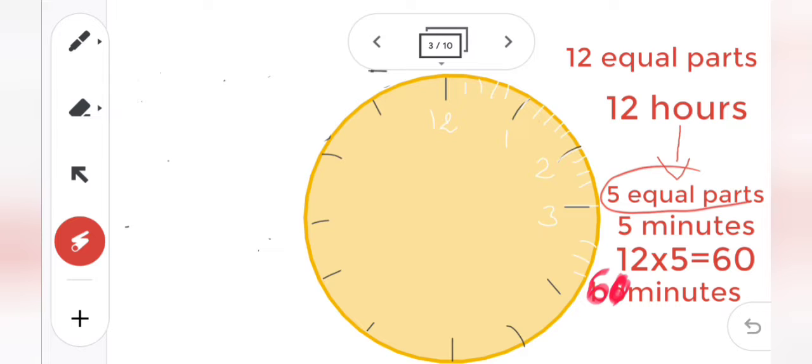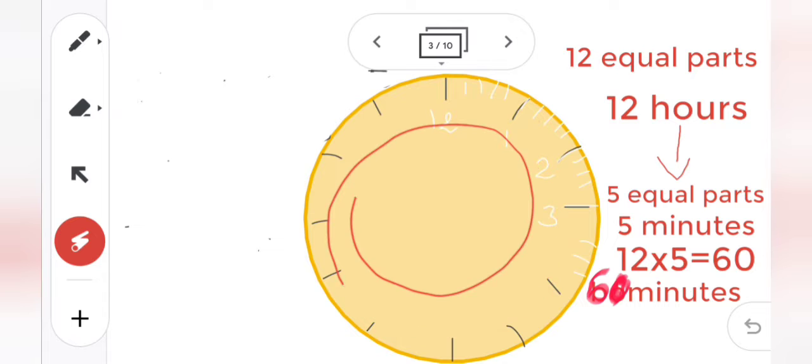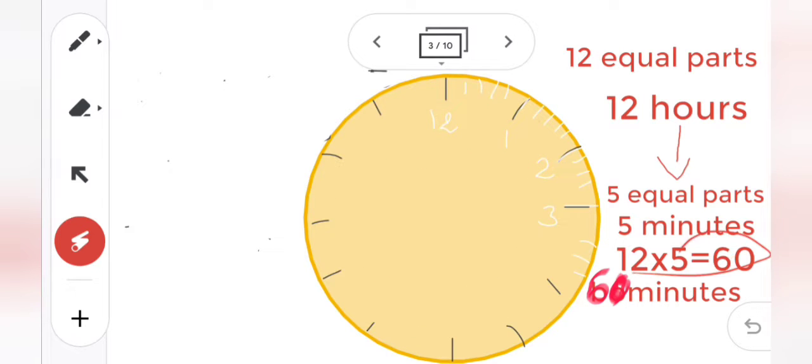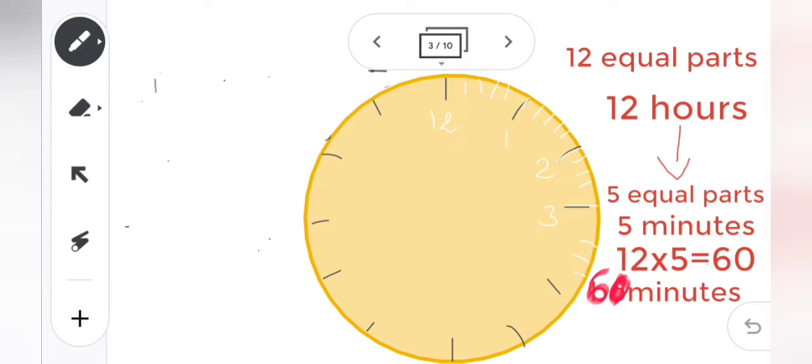These 5 equal parts tell the minutes. One part is 1 minute, two parts is 2 minutes, and like that 5 parts will be 5 minutes. Between each number there are 5 minutes. So total it is divided into 12 equal parts, isn't it? 12 into 5 is 60. So total 60 minutes are there. So in 1 hour there are 60 minutes. So 1 hour is equal to 60 minutes.